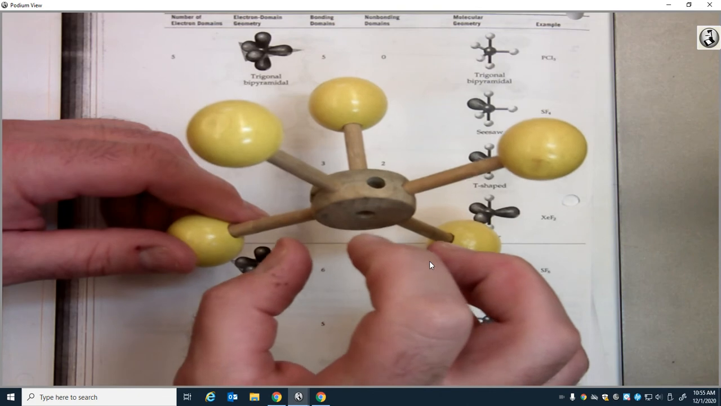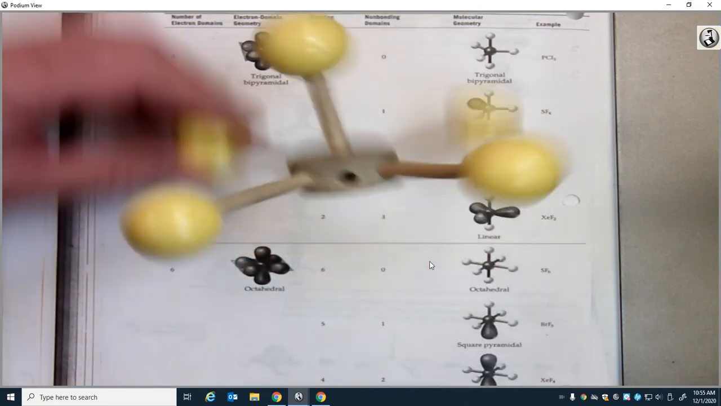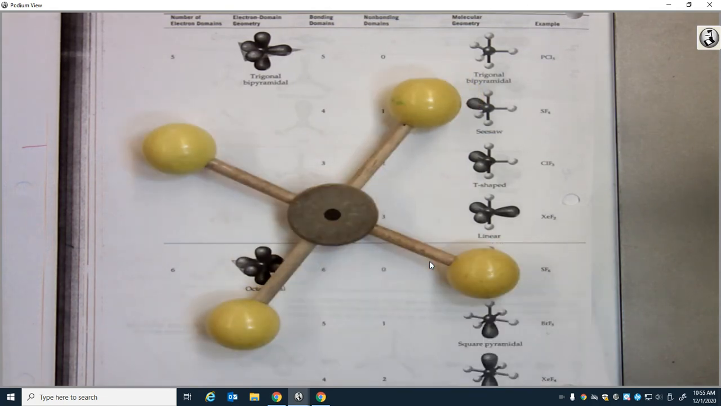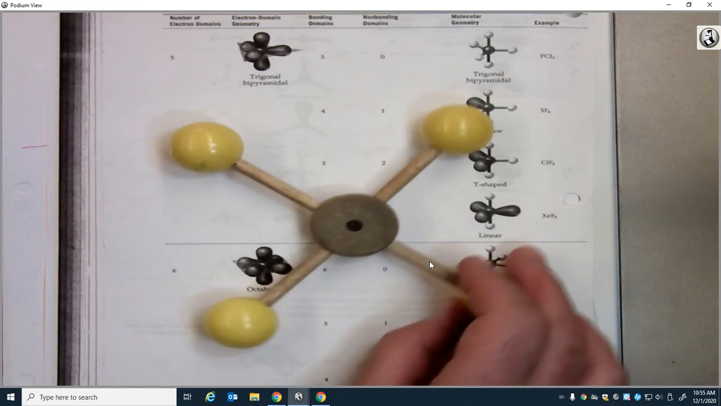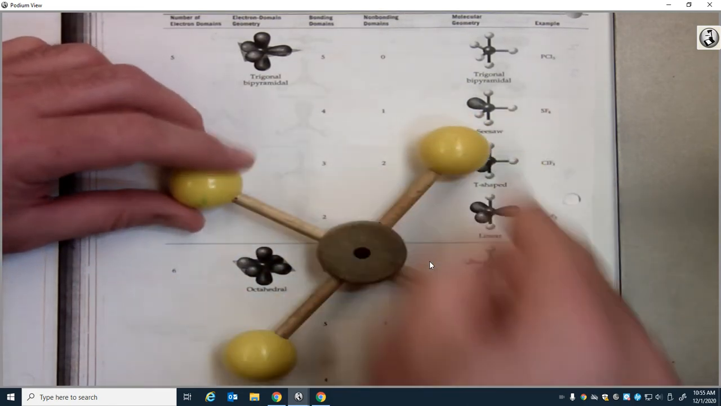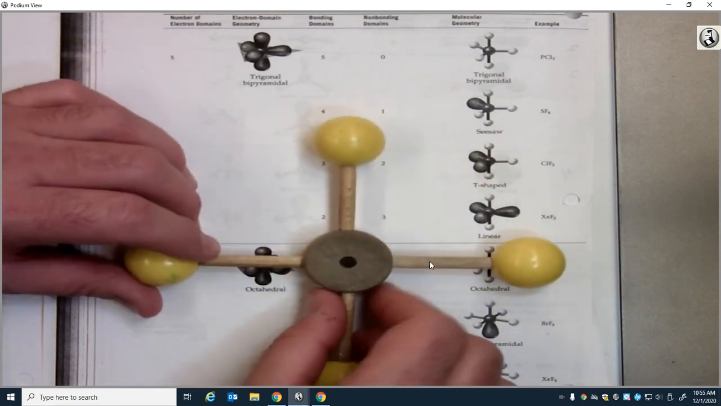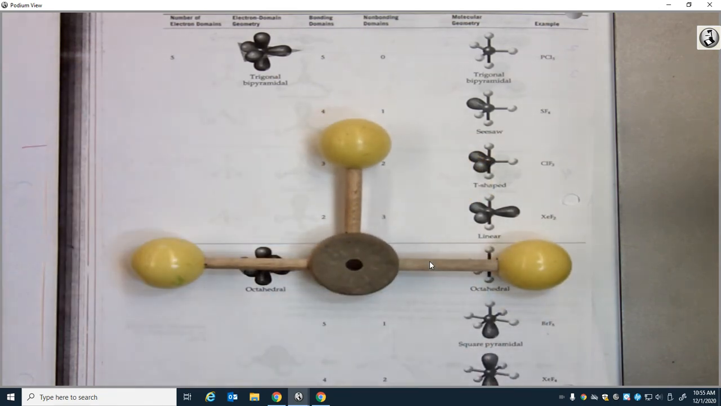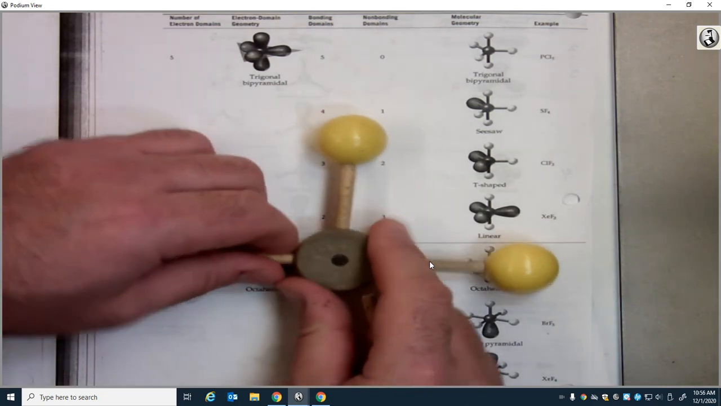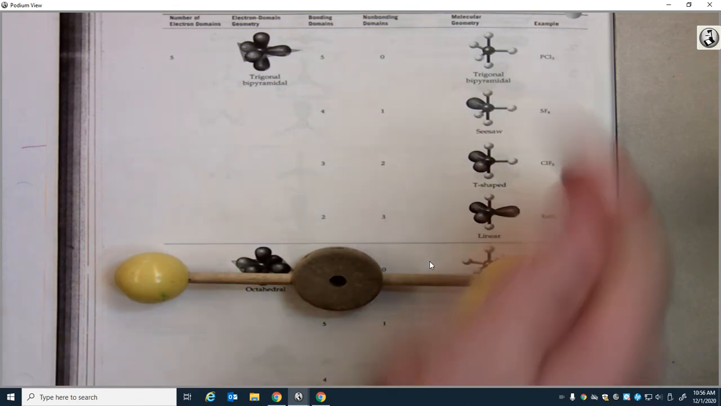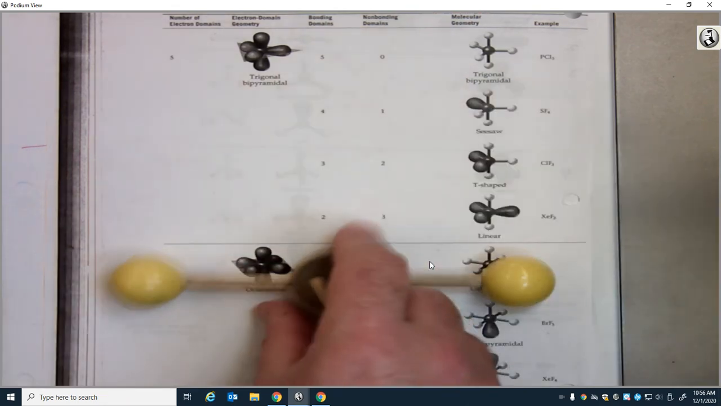There's a non-bonding electron domain here. If we take another one off, this is called square planar. All of them are in the same plane, and we get a square. If we take another one off, that would be T-shaped. If we take another one off, we would be back to linear. So we can get all these shapes just by using VSEPR.